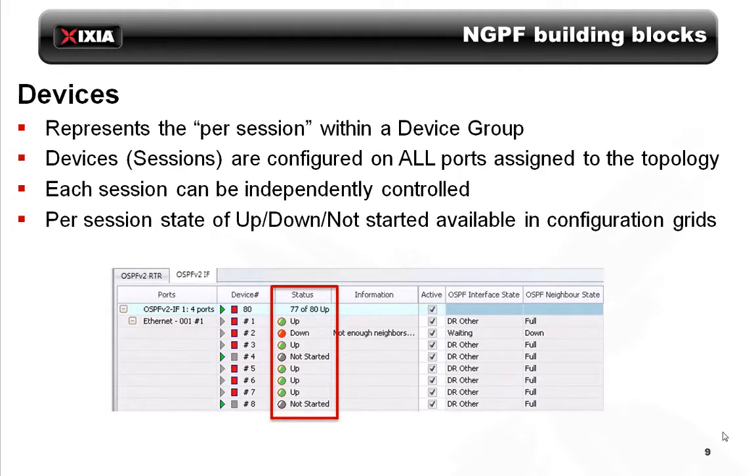And then within the topology, within the device groups, are the devices themselves. Each device represents a per session within a device group. As mentioned earlier in the topology slide, the devices are configured on all ports assigned to the topology, and each session can be independently controlled. As you can see in the screenshot below, you get the per session row. Each session can be started and stopped. It shows you a status information field, interface state, and OSPF neighbor state.